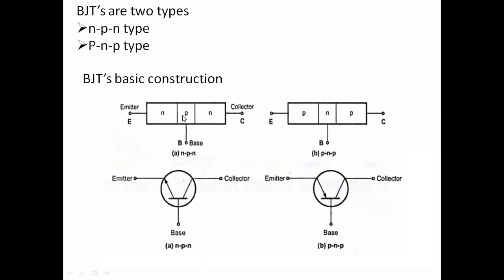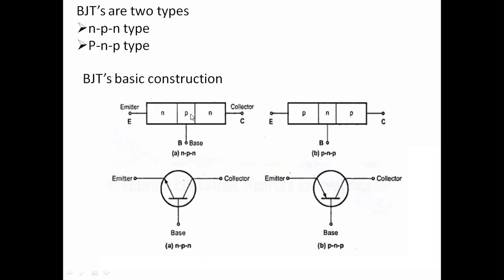When compared to the emitter, the P-type material is lightly doped, whereas the N-type material on the collector is moderately doped. So it is in between the emitter and base. We dope the impurity material into the pure semiconductor in such a way that the collector doping is in between the emitter and base.